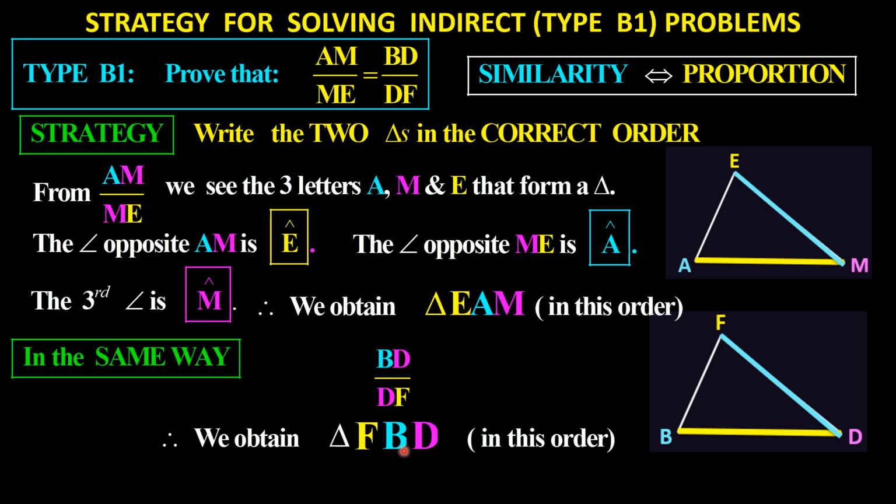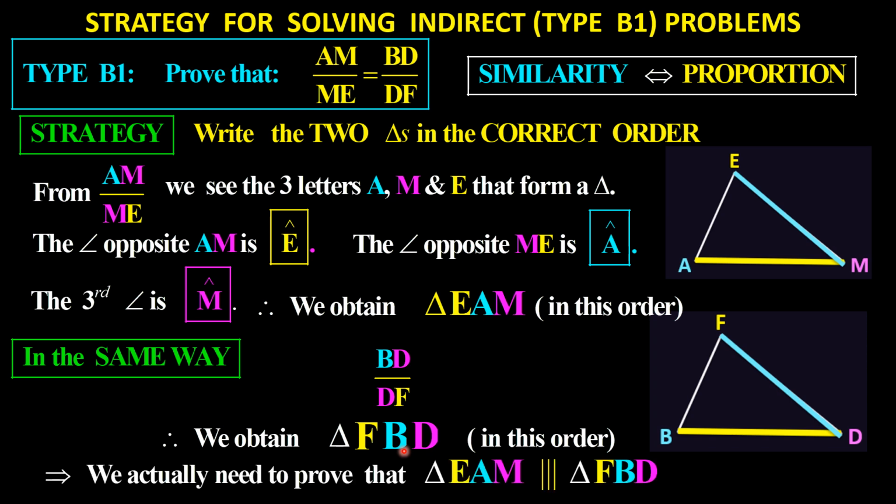So in other words, the two triangles that I require to prove to be similar are actually EMA, and they've got them in the correct order there. F will have to be equal to E, and A will have to be equal to B, and M will be equal to T there, right?